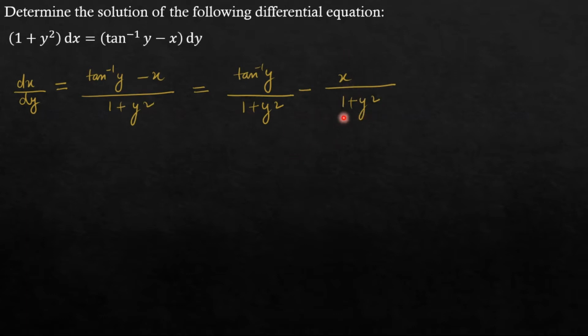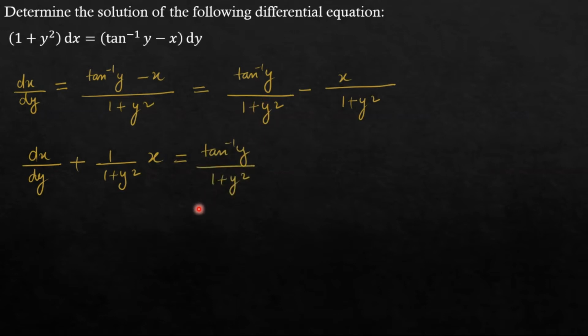Now take this term to the left hand side, you will get dx by dy plus x upon 1 plus y square is equal to tan inverse y upon 1 plus y square. Now you can see I have converted the differential equation into the standard form. Here the coefficient of x, that is 1 upon 1 plus y square, is p. So p is equal to 1 upon 1 plus y square, and the value of q is tan inverse y upon 1 plus y square.